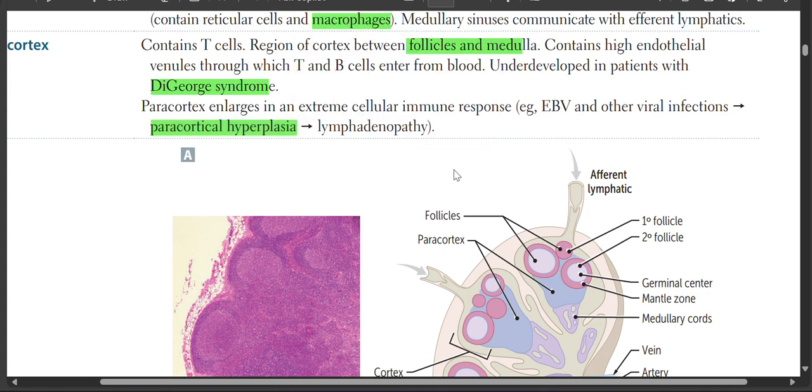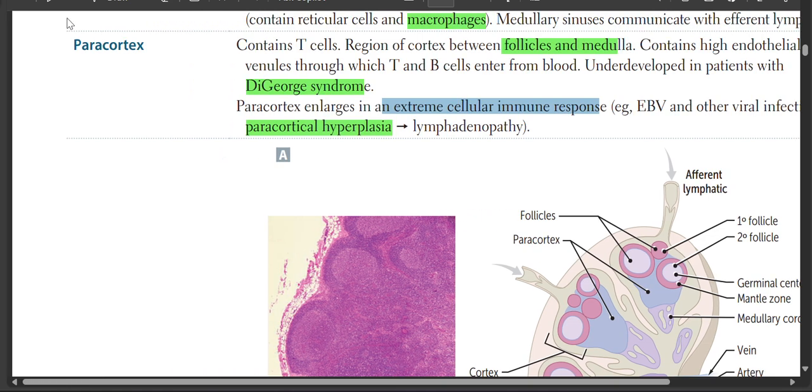Now, why do we have an increase in T cells? There's multiple different reasons. You can have a fungal infection, you can have a viral infection. These are the most common, but any kind of extreme cellular response where your body is actively trying to fight off an infection and it has become chronic. In those cases, you can have an increase in T cells, and because there is an increase in T cells, you'll see paracortical hyperplasia.